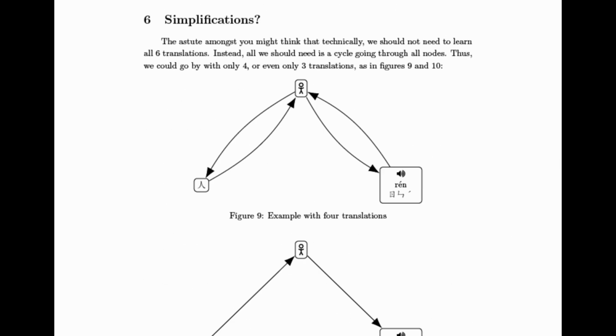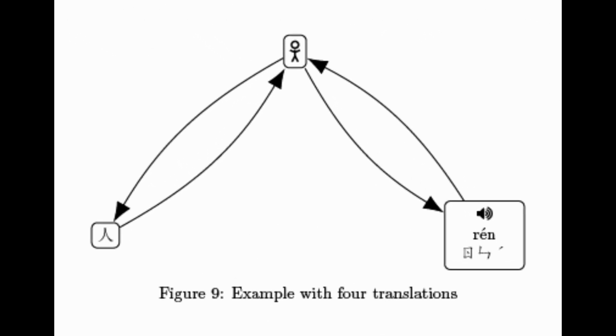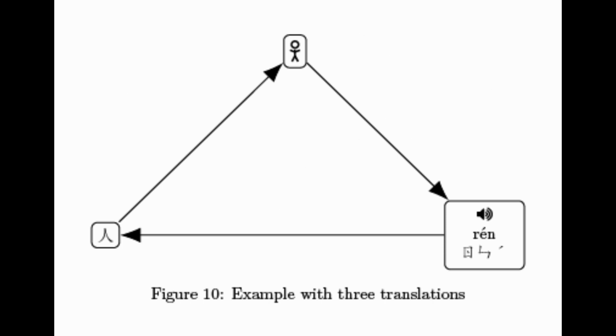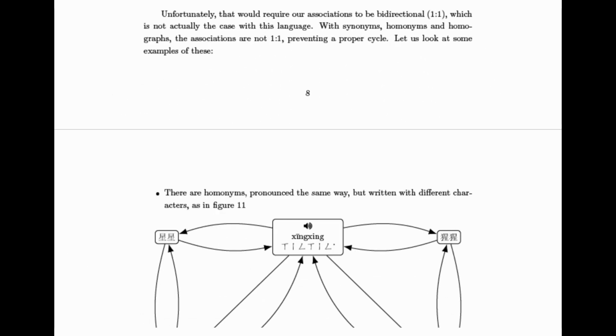The astute amongst you might have noticed that, technically, we shouldn't really need all 6 translations. Instead, what we really need is a cycle going through each of those nodes. Thus, we could go by with only 4 or even 3 translations, which is significantly less of them. Unfortunately, that would require our associations to be bidirectional, or one-to-one, which is not actually the case with this language. With synonyms, homonyms, and homographs, the associations are not one-to-one anymore, preventing a proper cycle.